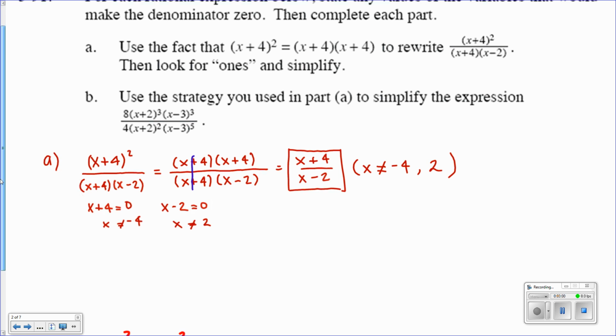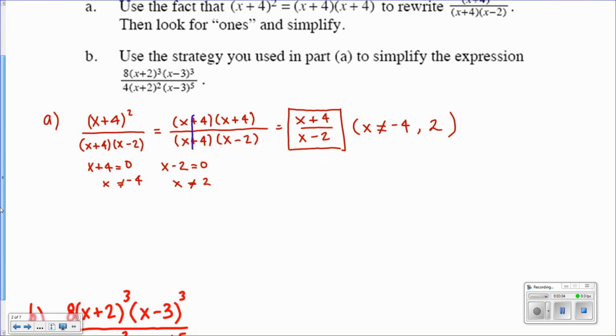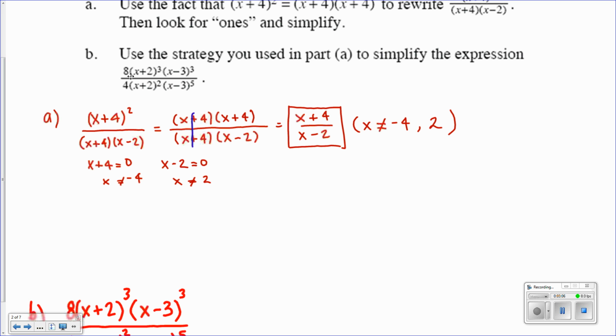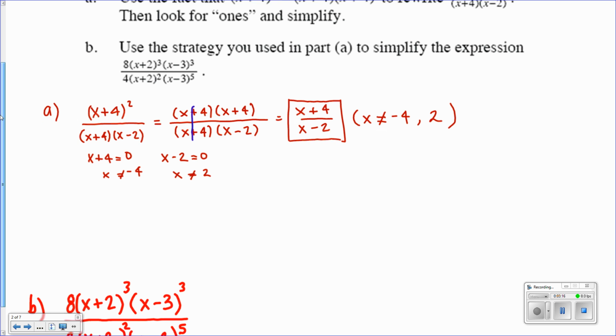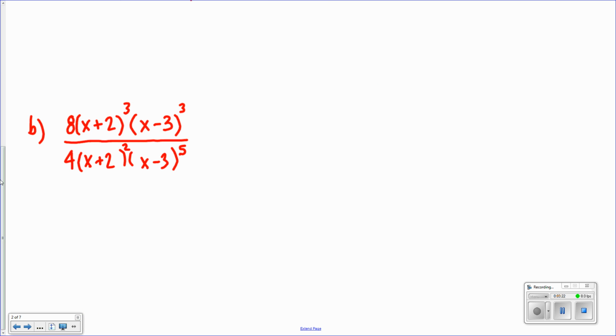All right, let's go on to B. Use the strategy you used in part A to simplify the expression 8 times the quantity of x plus 2 cubed times the quantity of x minus 3 to the third power, and then we've got our denominator, 4 times the quantity of x plus 2 squared and the quantity of x minus 3 to the fifth. So I've recopied it down here. I'm going to move it there so we can see it.